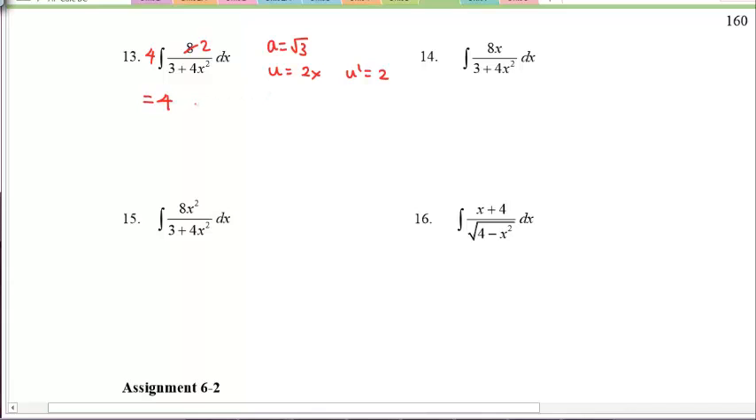So 4 stays there, and then remember it's 1 over a, so 1 over √3, arctangent of u over √3 plus c. Or if you want to simplify, 4 over √3, arctangent 2x over √3 plus c.